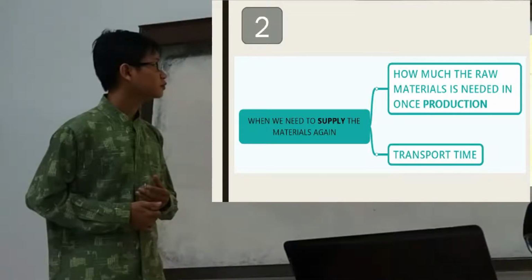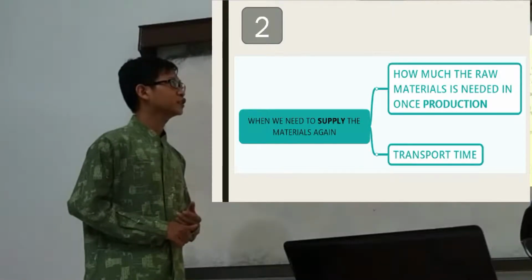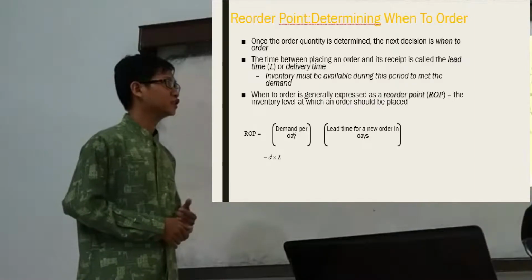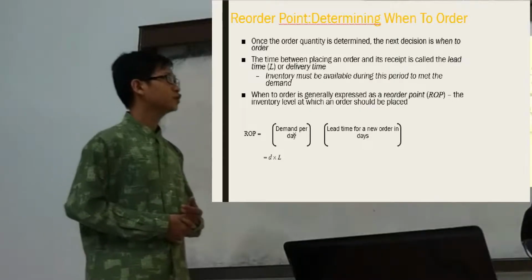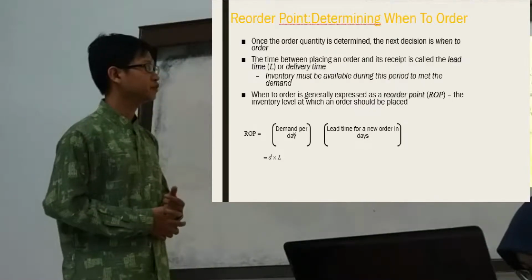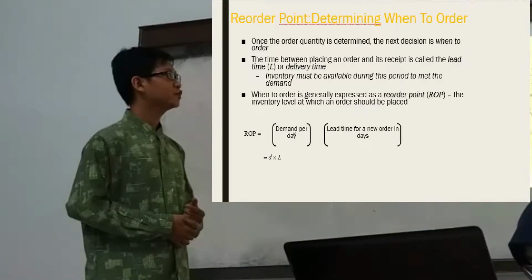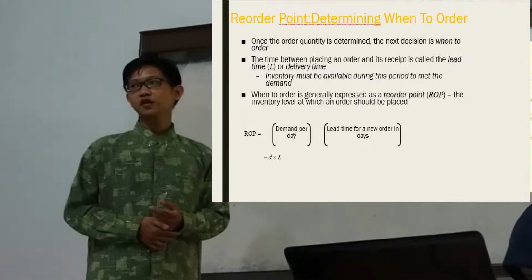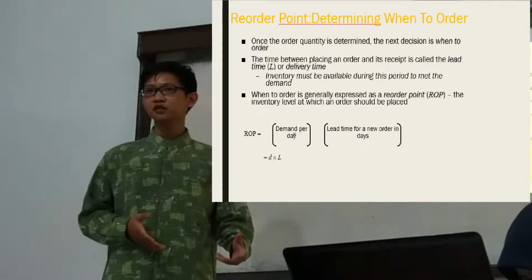Next, reorder point, determining when to order. Once the order quantity is determined, the next decision is when to order. The time between placing an order and its receipt is called the lead time or delivery time. Inventory must be available during this period to meet the demand. So, if we want to meet the demand, the inventory must be available.